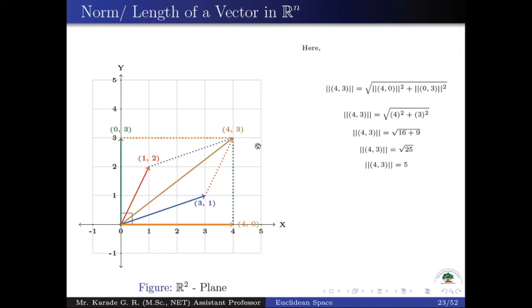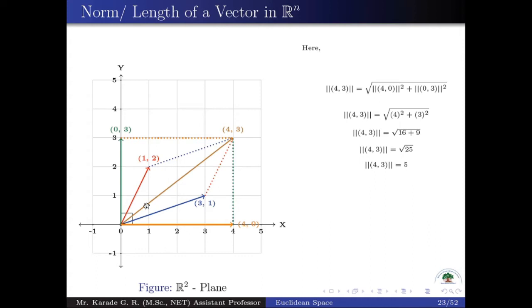Now our main target is to find the length of the vector (4, 3). The length of vector (4, 3) is nothing but the length of this line segment, the vector starting from 0 to this point. This length we call a norm. The length of a vector we call a norm.